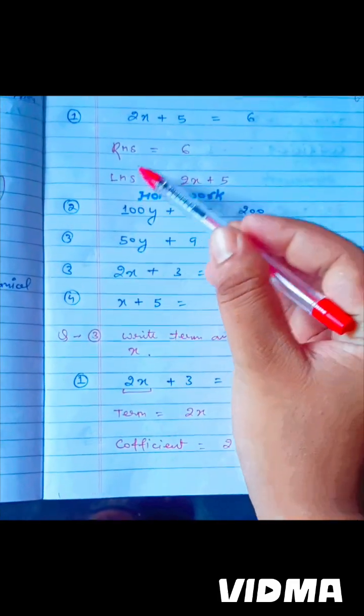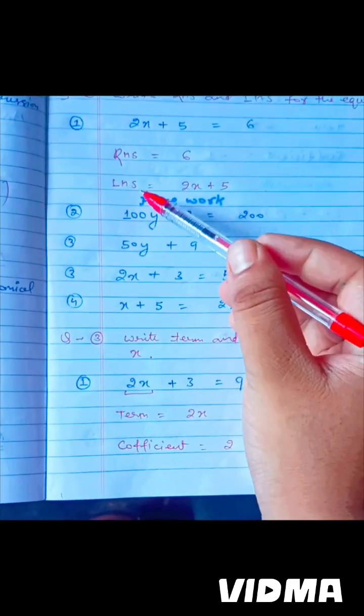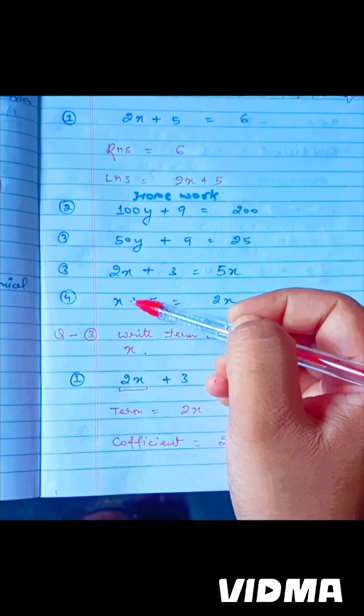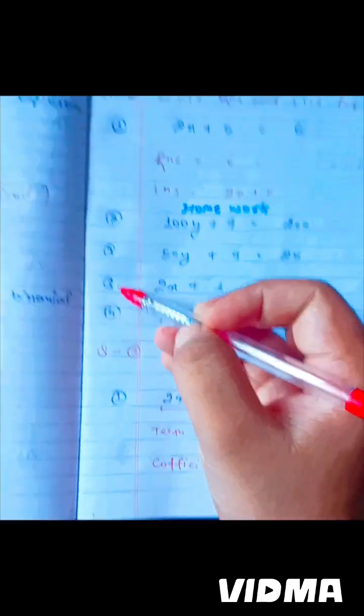You have to write only the right hand side of the equation and the left hand side of the equation. These are the example questions 2, 3, 4 and 5.